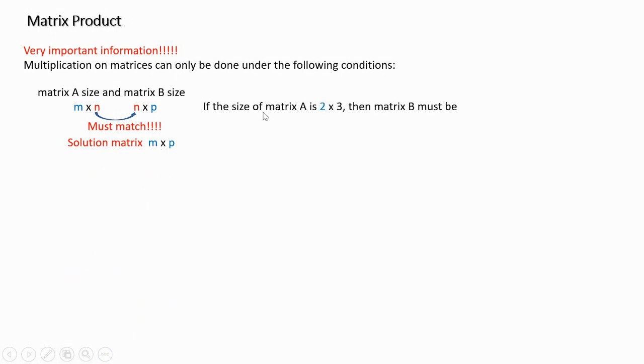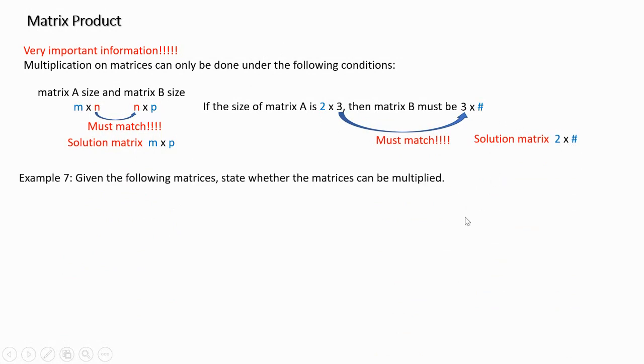If the size of matrix A is 2 by 3, then matrix B must be a 3 by something else. This can be any number here, but the inner number must be a 3 in order for you to do the operation. And the matrix for the answer will be a 2 by whatever the number is over here at the end.